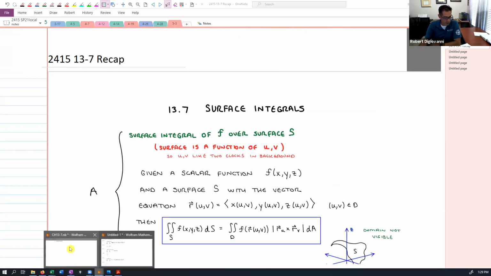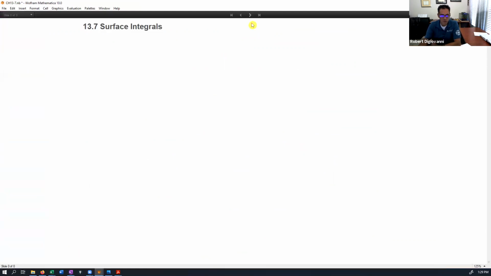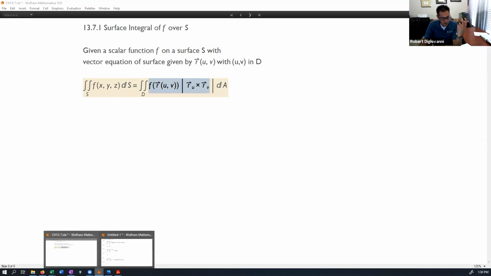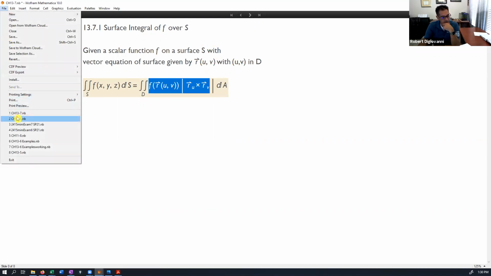Okay, 13.7, here we go. Surface integrals. So this is a definition to start. Given a scalar function f on a surface S with vector equation of the surface given by some parametric equation, then the double integral over S of the scalar function with respect to S is this. Okay, so what is this? You know how what we just did, let me bring that back up.